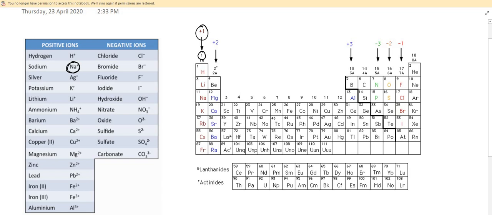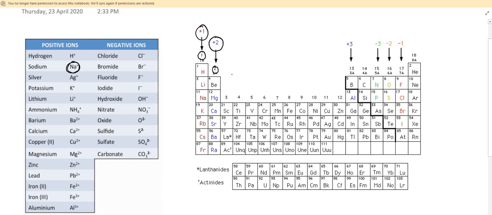The next group over is the alkaline earth metals, and they have 2 valence electrons in their outer shell, which means they always lose 2 electrons and form ions with +2 charges, because they've lost 2 electrons. They have 2 extra protons than electrons once they lose them.